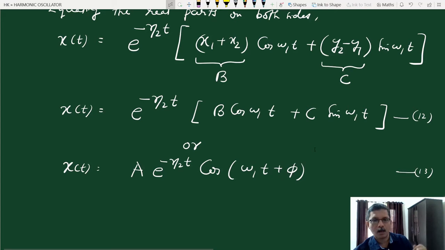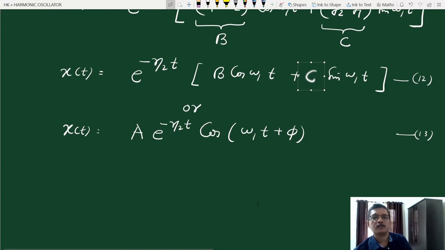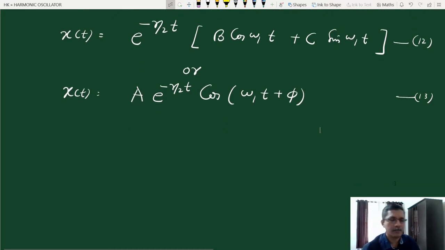In order to understand how we can reach from one to the other, or what is the relationship between A and phi with b and c, you can express A and phi in terms of b and c. For this, see the discussion on the ideal harmonic oscillator in the previous class. We can use either form, they are identical, interchangeable, and the constants are connected, so we prefer this form. So x of t is equal to A e raised to minus gamma by 2t cos omega 1t plus phi. Now let us compare this with the case of an undamped harmonic oscillator.